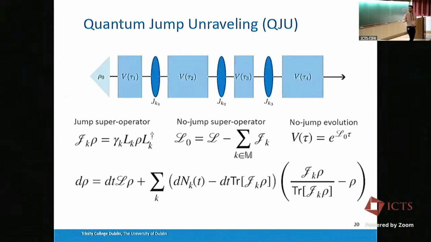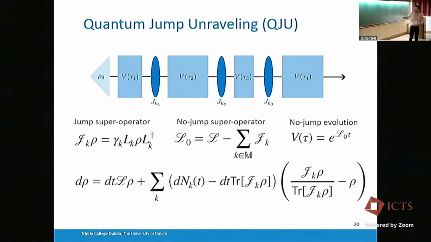And so how would we write this down? I'm writing here curly letters as super operators, so they act from both sides. So this is the jump effect. Then the no-jump super operator looks like this. This is the entire Lindbladian minus the sum of these jump effects, at least for those channels that we're actually observing. That might be a subset of all of the channels. And the no-jump evolution looks like this, an evolution with this no-jump super operator.